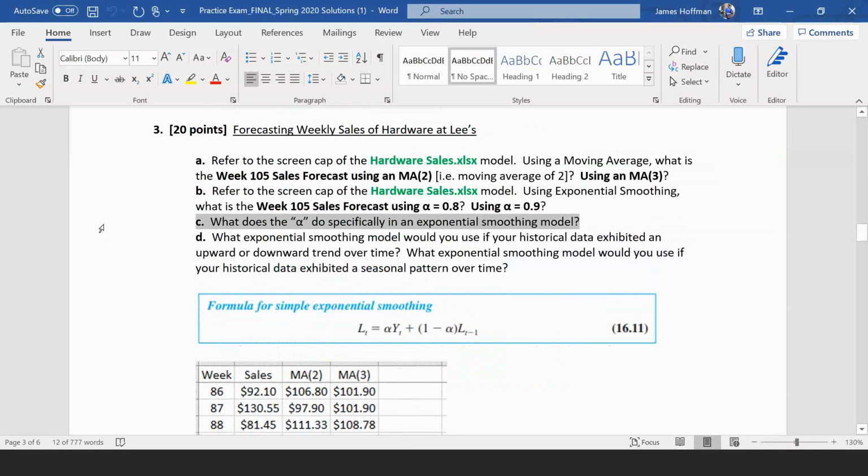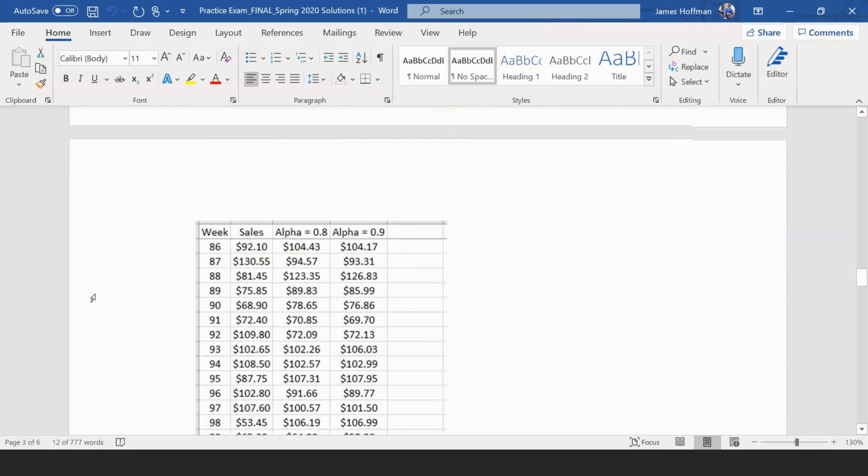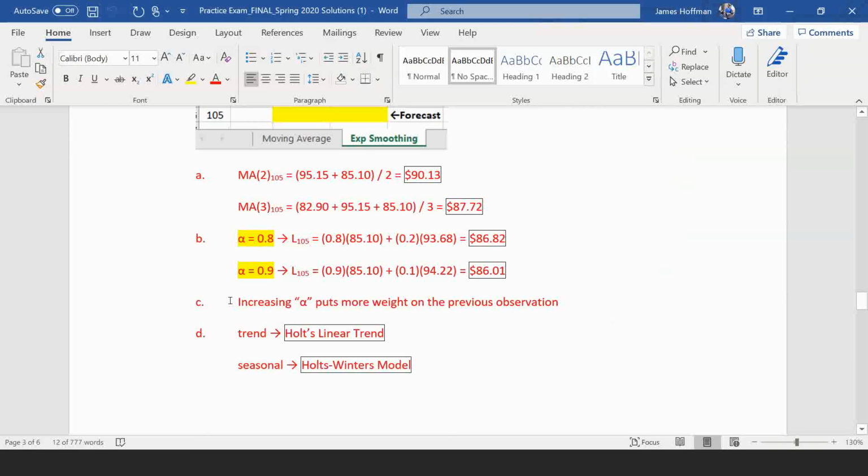All right, so part C: what does the alpha do specifically in an exponential smoothing model? Remember, you know exactly what it does. If you increase it, it puts more weight on what just happened in the last observation or piece of data. So increasing alpha simply puts more weight on the previous observation.